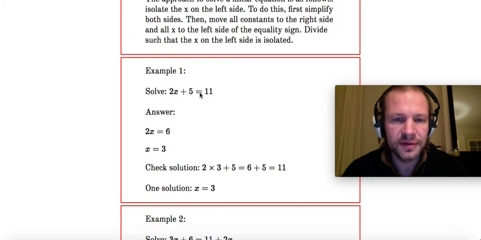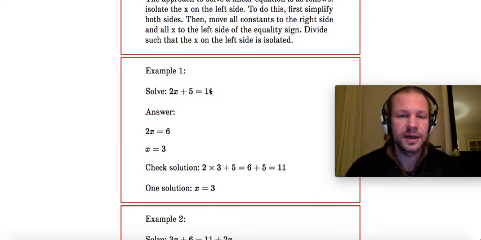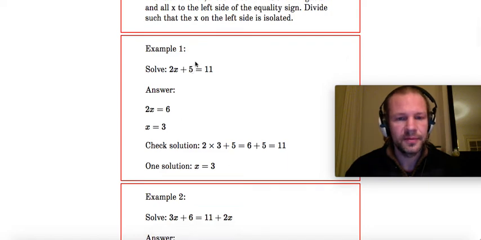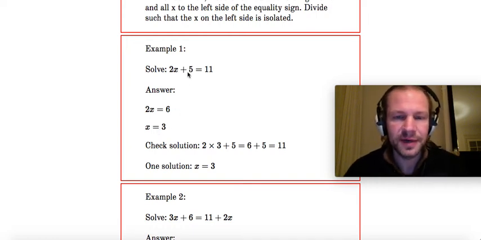2x plus 5 is 11. So it's already simplified, so we directly move all constants to the right side. So the 5 goes to the right side. 11 minus 5 is 6, so we have 2x is 6, and then we divide by this 2. So 6 divided by 2 is 3, and we already have the answer. Let's check this. 2 times 3 is 6, plus 5 is 11.